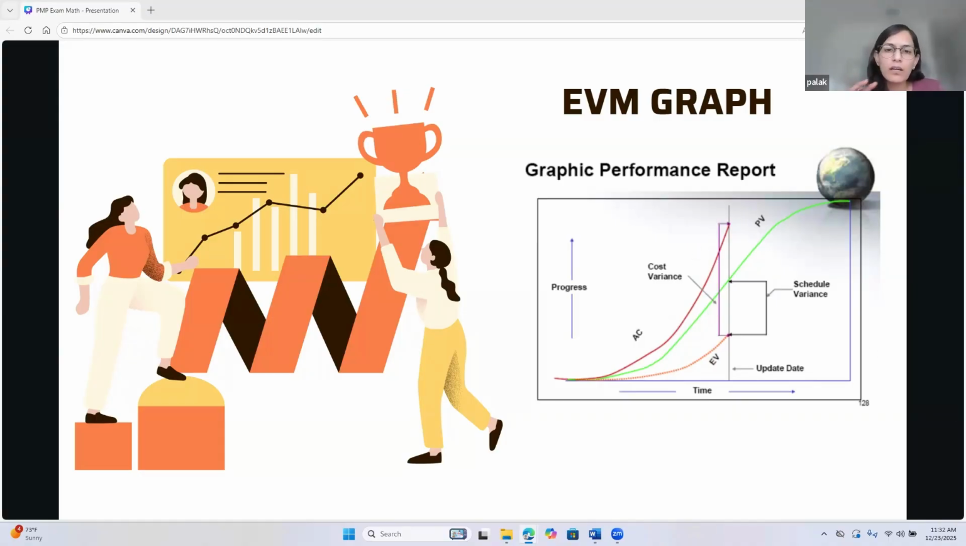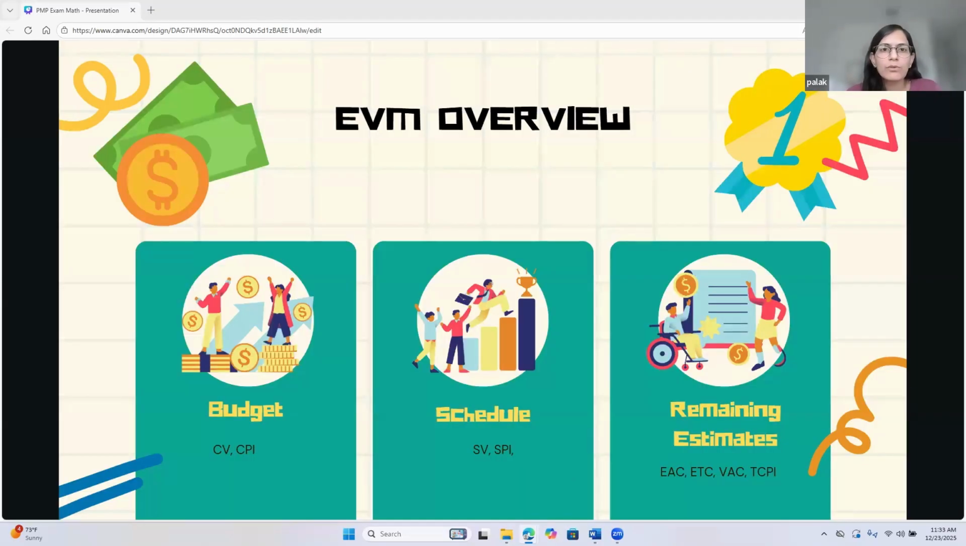All right, and the thing you need to be clear about is that AC and PV are both compared against the EV. So if you know those basic formulas, you will be able to interpret this well. Next is just a basic EVM overview, and it's very simple. For budget terms, you know that cost variance and cost performance index are for budget. Schedule variance and schedule performance index are the schedule terms, and the remaining ones are more of estimates. But more common are these variances and indexes. All right, hope that helps. Moving on to the next slide.